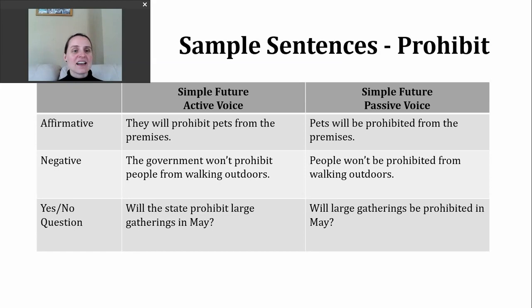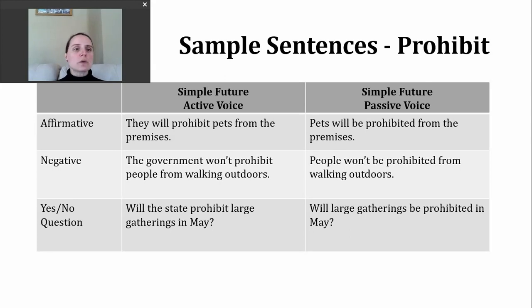So we're asking if our state government is going to stop people or make a rule to prevent large groups of people from getting together. Okay? So let's look at the passive.